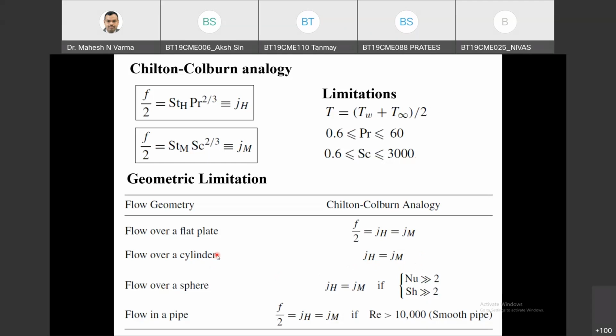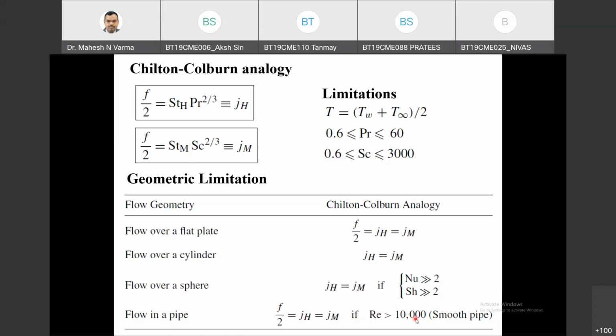Okay, so this we already discussed yesterday, so maybe in the next figure. Similarly, flow over sphere: it will be JH equals JM. And this is flow through pipe. When flow through pipe, f/2 equals JH equals JM. That is true only for Reynolds number greater than 10,000.